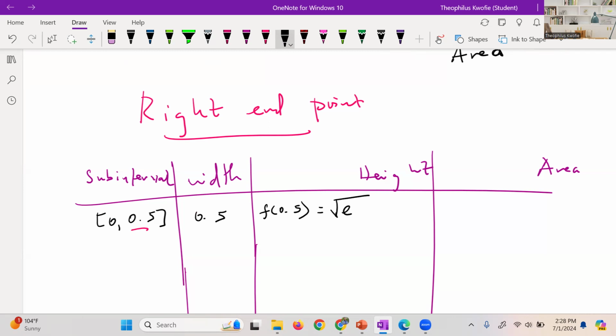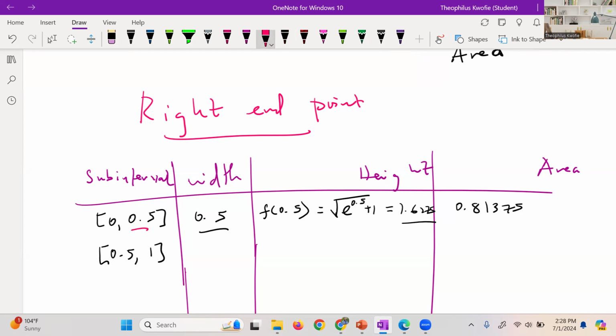Okay, so 0.5 here plus 1, and that should give us what? That should give us 1.6275. Okay. Then we dot the width and that of the height together. When we dot them, we should have 0.81375. Okay. Then the next subdivision, we're going to have 0.5 to 1.